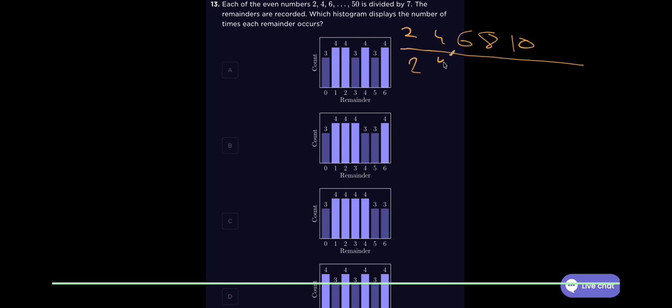4 divided by 7, again we get remainder 4. 6 divided by 7, again we get remainder 6. 8 divided by 7, we get remainder 1. 10 divided by 7, we get remainder 3. This isn't helpful, I'm not seeing a pattern. Let's go a bit more.